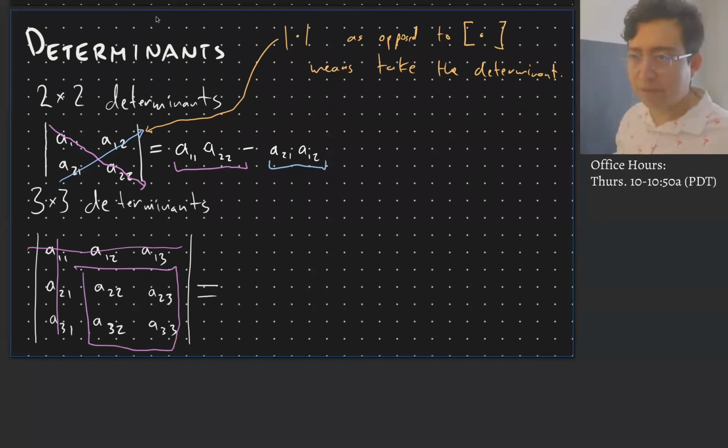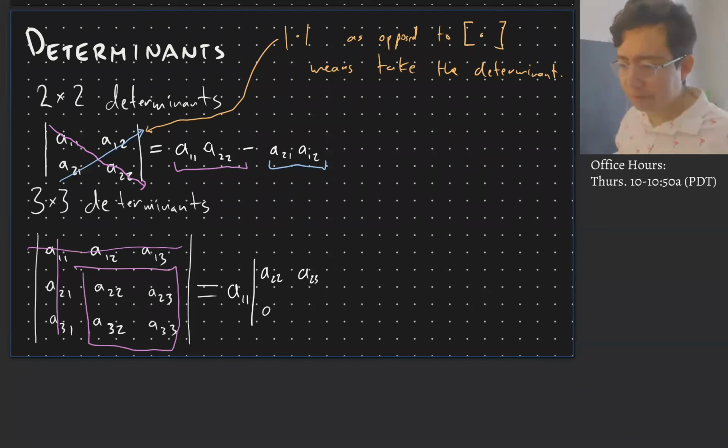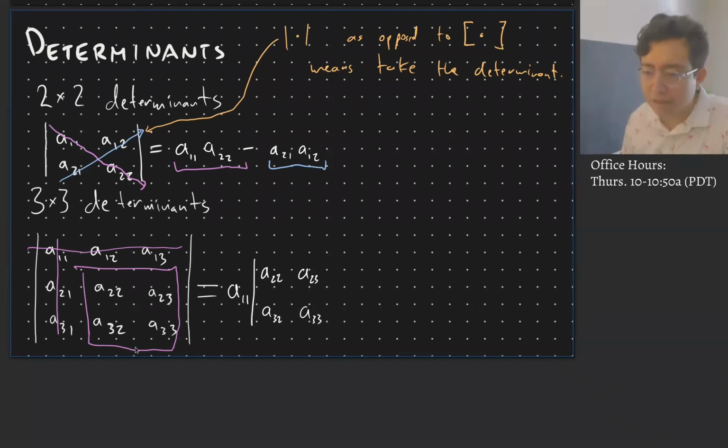Okay, so what do I mean there? We're going to take this A11 and multiply it by the determinant of this smaller matrix. Sometimes it's called a minor here. So we deleted this row and this column, and then we just took this remaining matrix and we take its determinant. Okay, that's the first step.